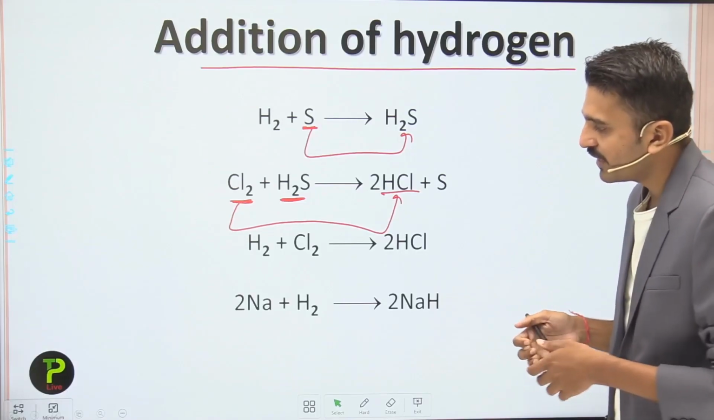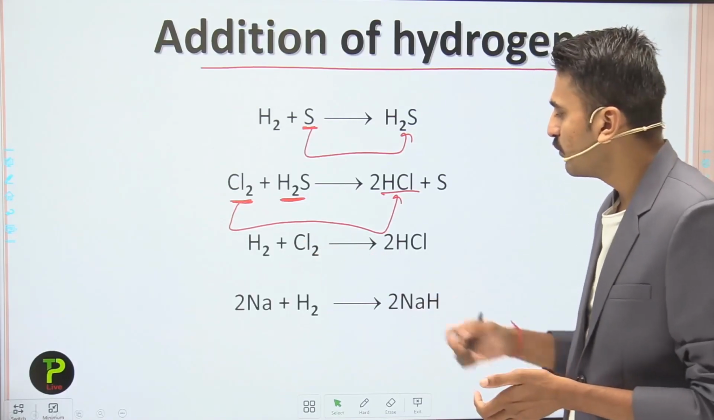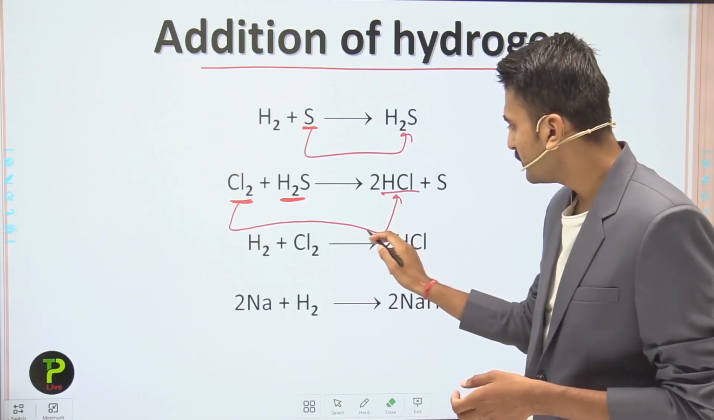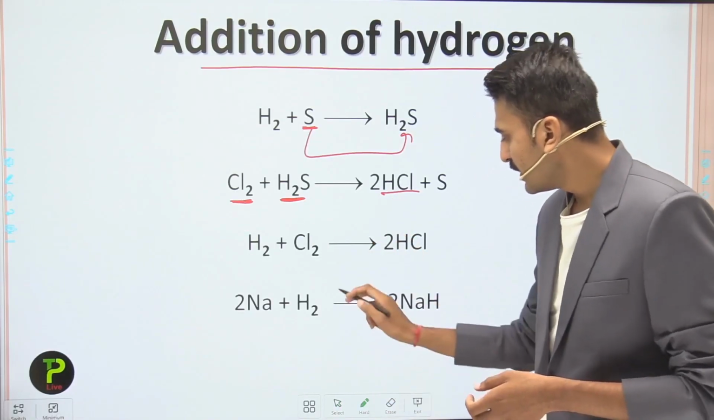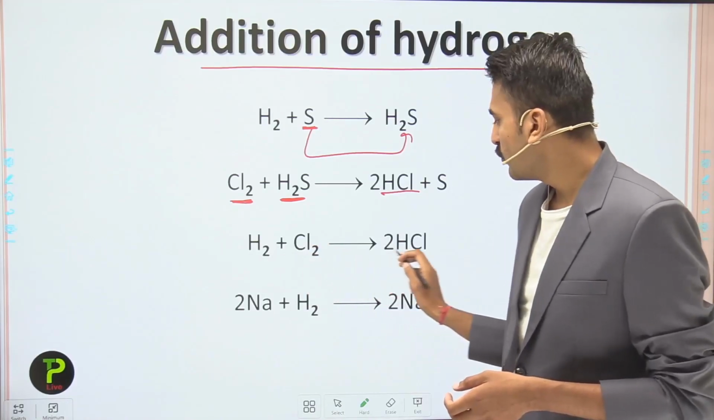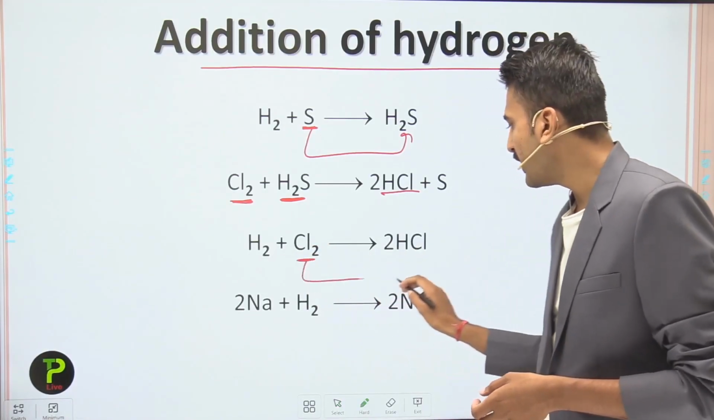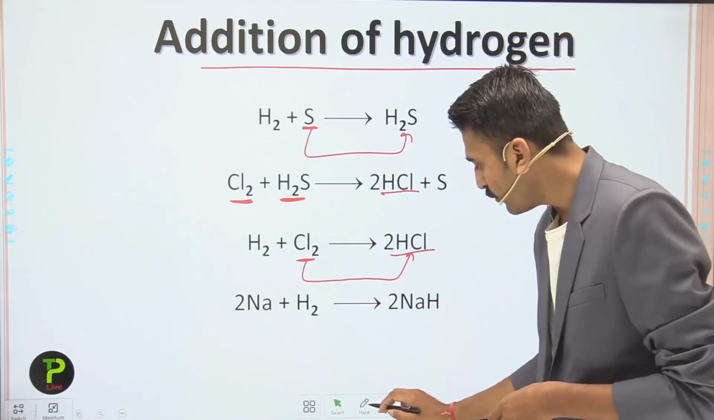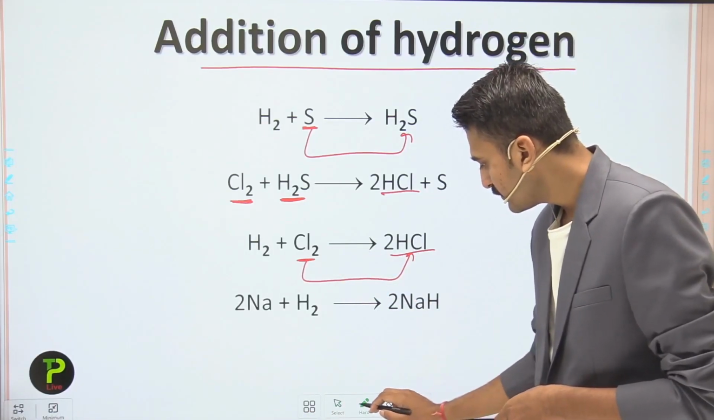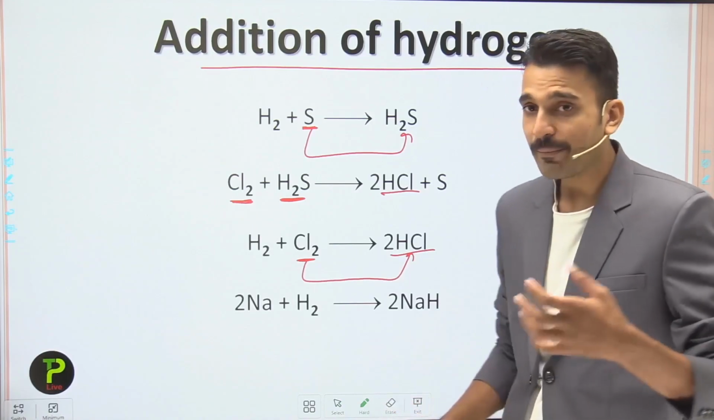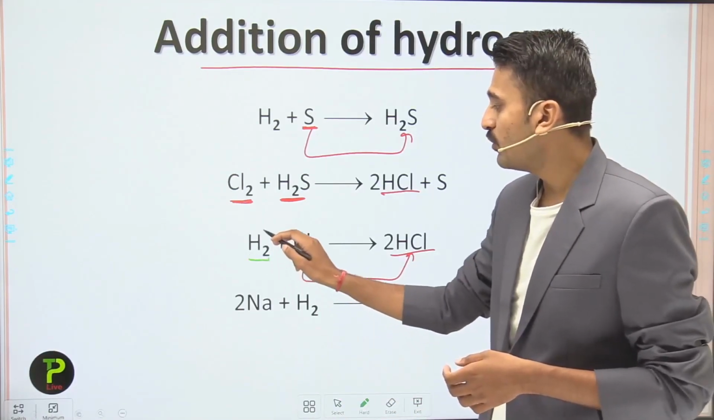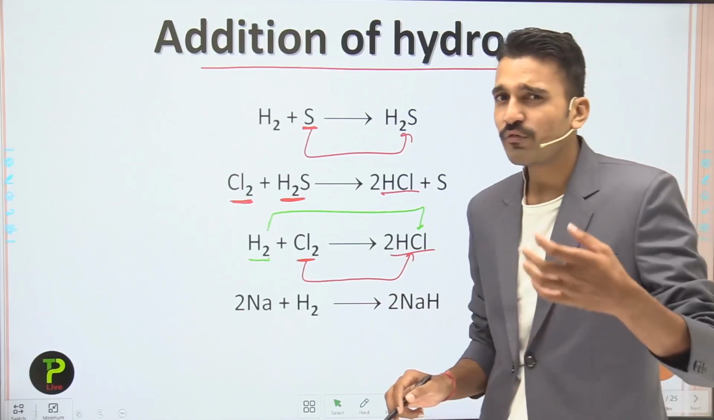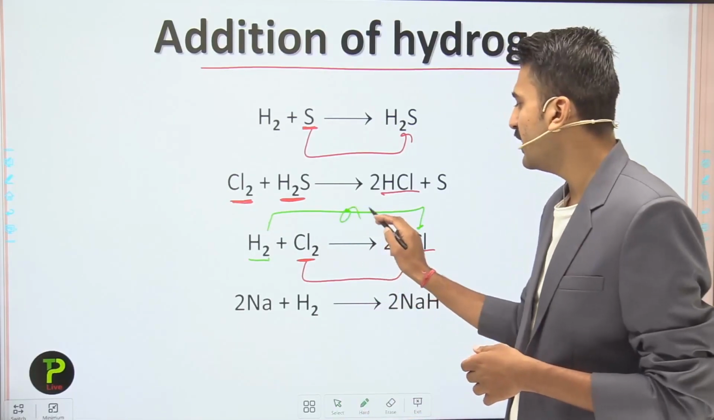Moving to another example, that is H2 plus Cl2 forms HCl. So in this case you see, what is happening to the chlorine? There is addition of hydrogen. And what is happening to the hydrogen? To the hydrogen, a more electronegative element is being added. So addition of an electronegative element is what? Oxidation.